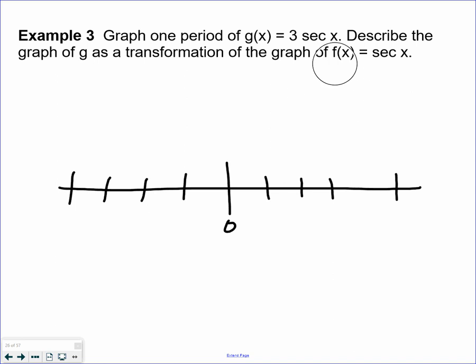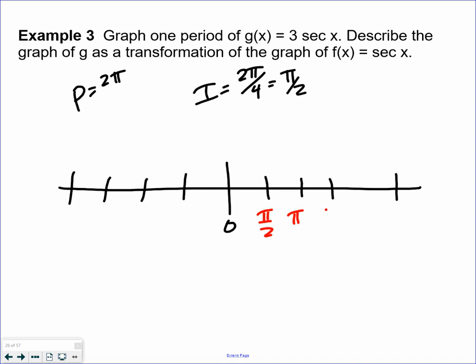Period length. Period length for a secant curve is 2 pi divided by b. So in this case, there is nothing being multiplied with the x. Increments. Period length divided by 4. So that's what you're going to add to the right and add to the left. So here we go. If I add pi over 2, add pi over 2, add pi over 2, and add pi over 2. Going the other way, you're going to subtract pi over 2.